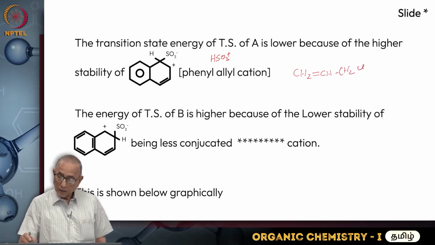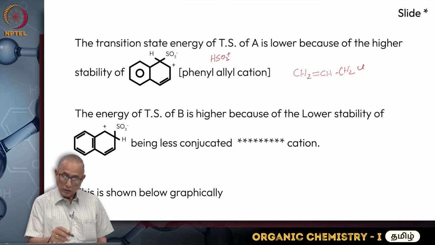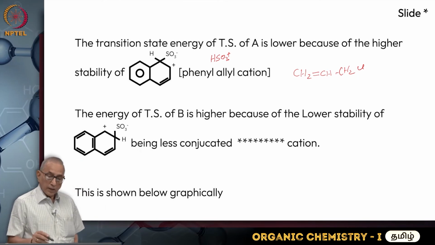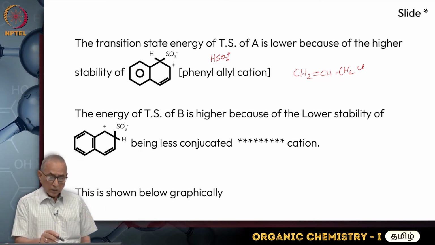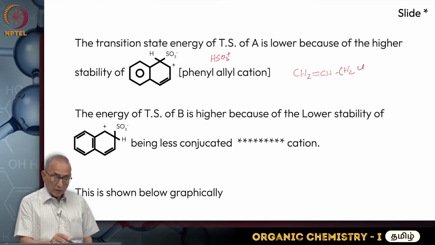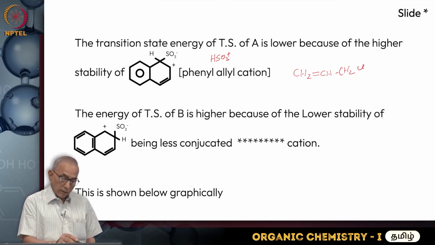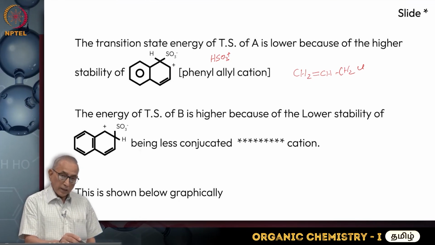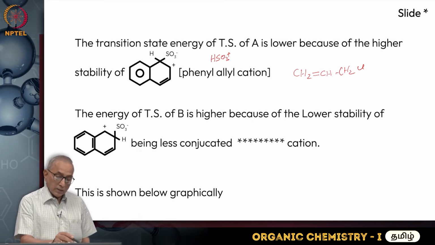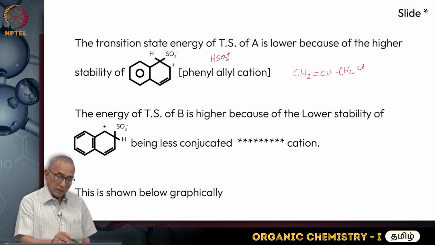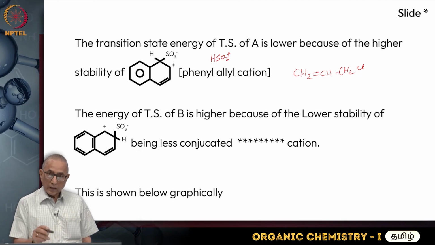So you have CH, double bond CH, CH2. So this is the phenyl allyl cation. The energy of transition, this is more stable compared to the energy of the transition state of B, because B attacks with 2 position and produces the cation in the 1 position. Here the cation cannot interact with the benzene ring. Here the cation interacts with the benzene ring through the double bond because the phenyl allyl cation இருக்கு.